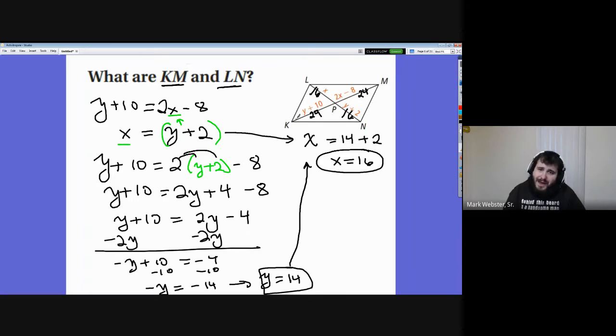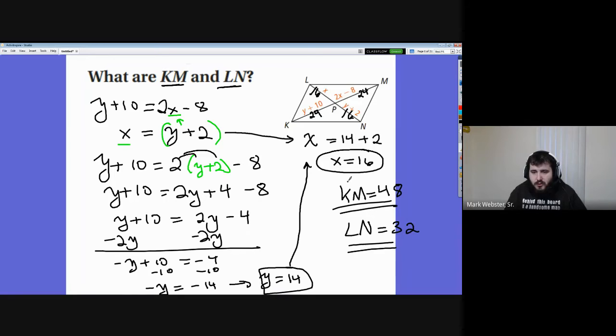So if I want to know what KM is, 24 and 24. And if I want to know what LN is, it's just 16 and 16. So my two final answers here are this.